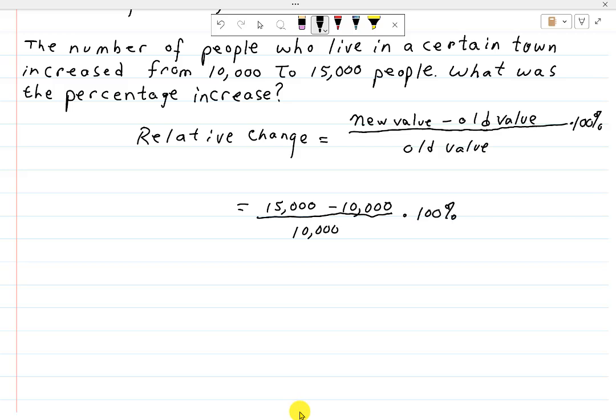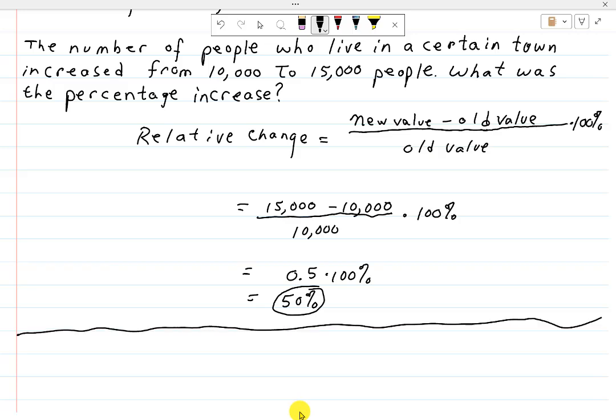Remember that 100% is no different than the number 1. So we can add it, we can multiply by it, or divide by it, and it doesn't change the value of anything. What you're going to find here after you do this is we get 0.5 times 100%. And that, of course, is 50%. This should make sense to you because it increased by 500, which is exactly half of its original value. So it put half of its original value as growth.